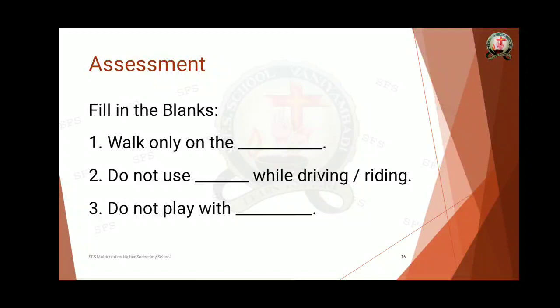I'm going to reveal the answers. Walk only on the dash. What is the answer? Very good. Walk only on the platform. That is the answer. Do not use dash while driving or riding. The answer is: do not use mobile phone while driving or riding the bikes. Do not play with dash. What is the answer? The answer is do not play with sharp tools. Okay.